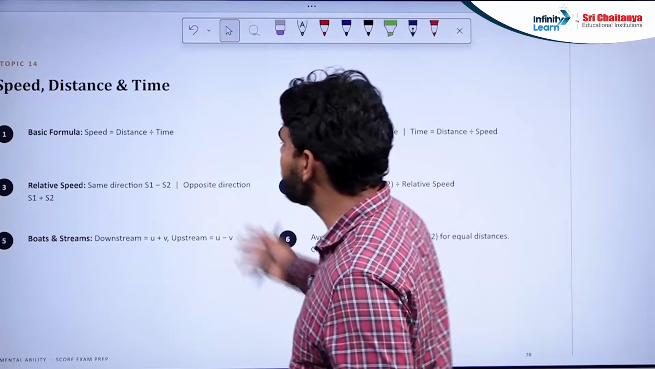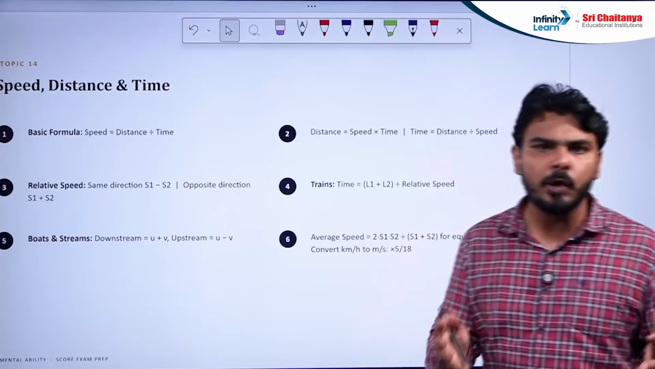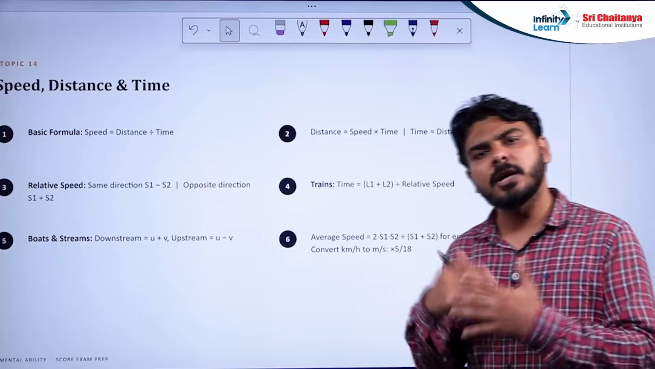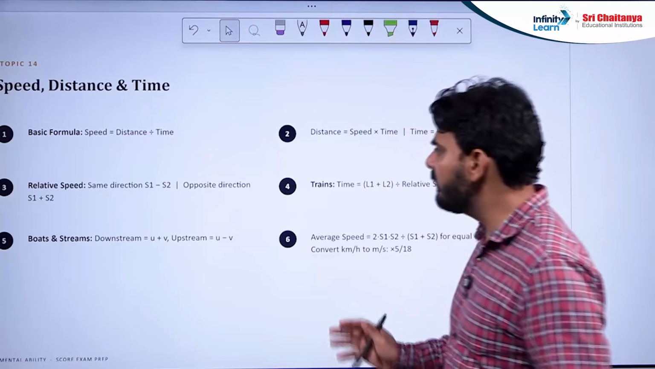There is a basic formula: speed is equal to distance upon time. For relative speed, if the directions are the same, you subtract the speeds. If the directions are opposite, you add the speeds. These are the basic things that we can cover.